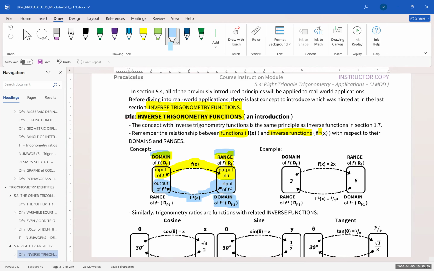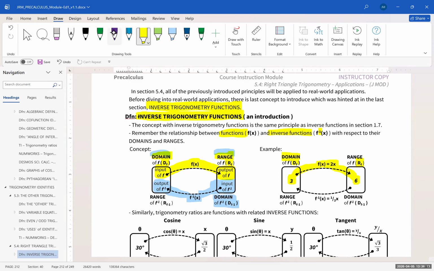And over here, this is more of an abstract example. Over to the right, I have a more concrete example. So here our function is 2x. And so if we put 3 into our function, then 3 times 2 gives us 6. So you can see that 3 is in the domain of f and 6 is in the range of f.